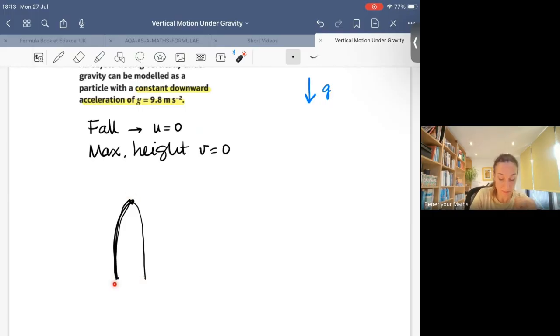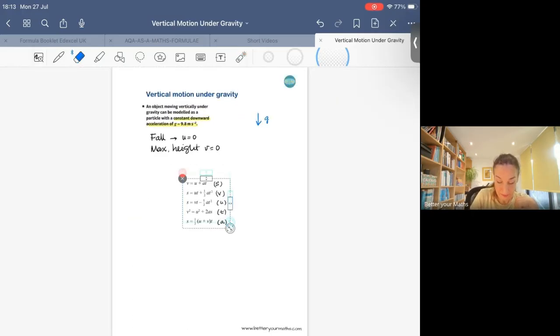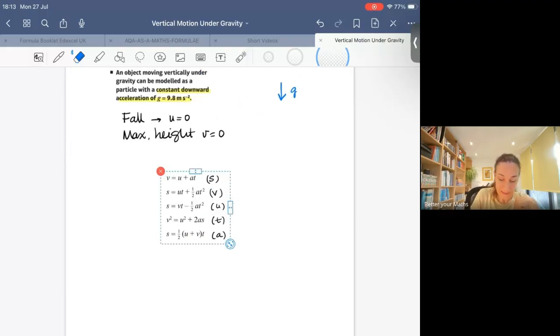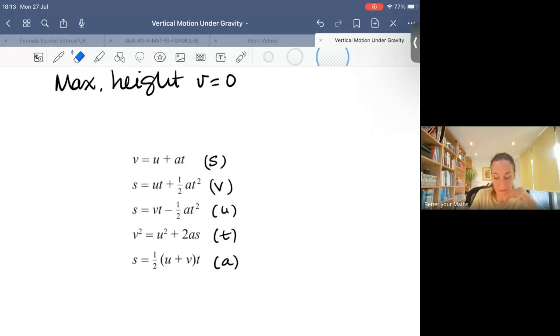So if we need to find the maximum height, we are going to work only with the bit of the motion when the particle goes up. I'm going to remind you, we are going to use SUVAT equations. We have 5 SUVAT equations. They have to be clear. You need to understand how to use them before doing something moving freely under gravity. They are in your formula booklets.